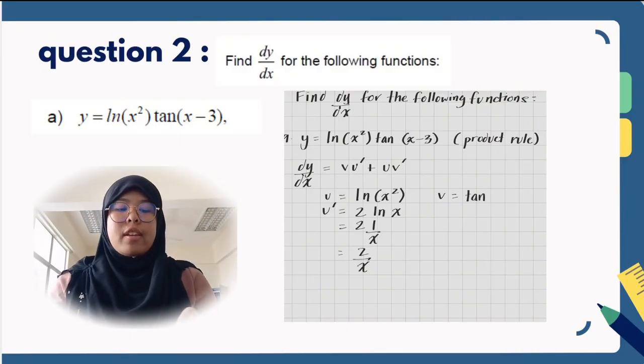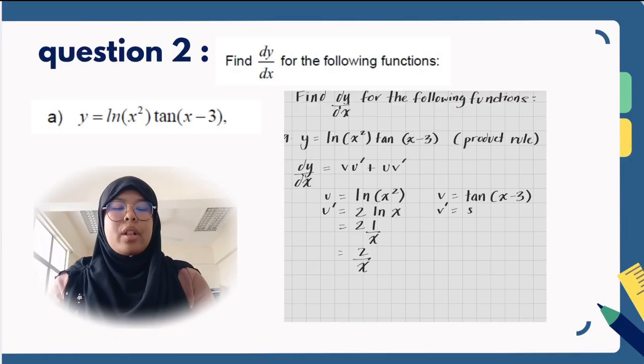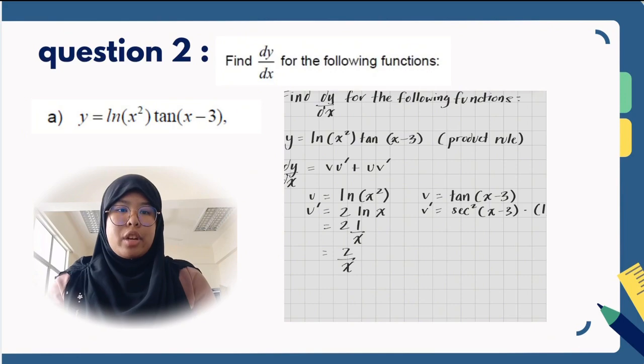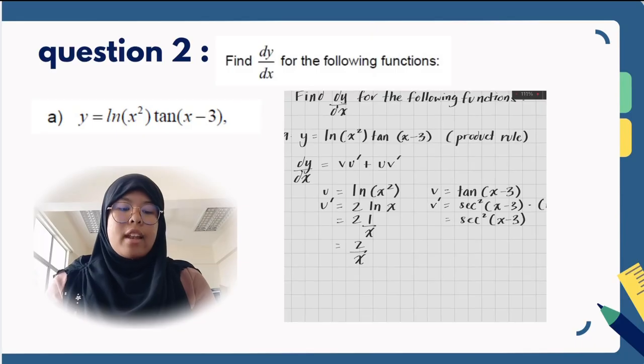Next, we're going to find v. v is tan of (x minus 3). We differentiate this so that we can get sec squared of (x minus 3). We're going to differentiate the inside again so that we can get 1. By combining this, we get v prime equals sec squared of (x minus 3).